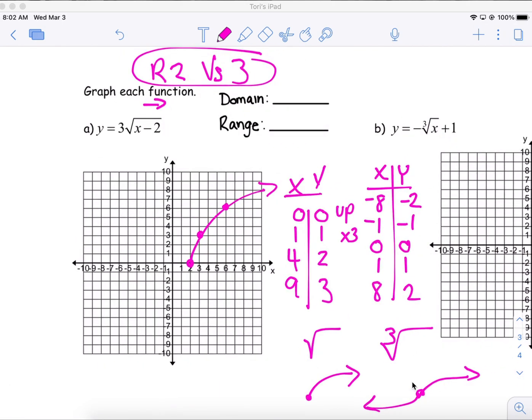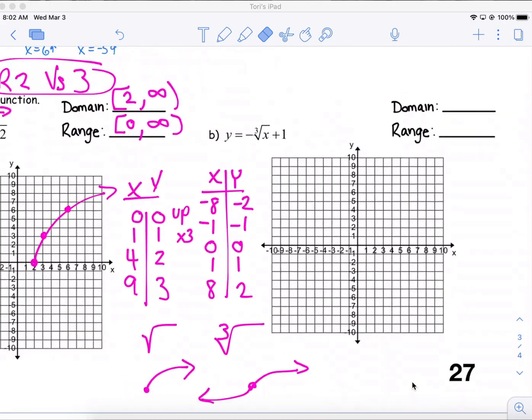So the domain is the x's. I'm going from 2 all the way to right infinity. Remember that we do need brackets on the 2 because I'm including that point. For the range, remember my lowest number is 0. I do include that, and I go up forever to infinity, okay? That's the full problem. Let's look at B.